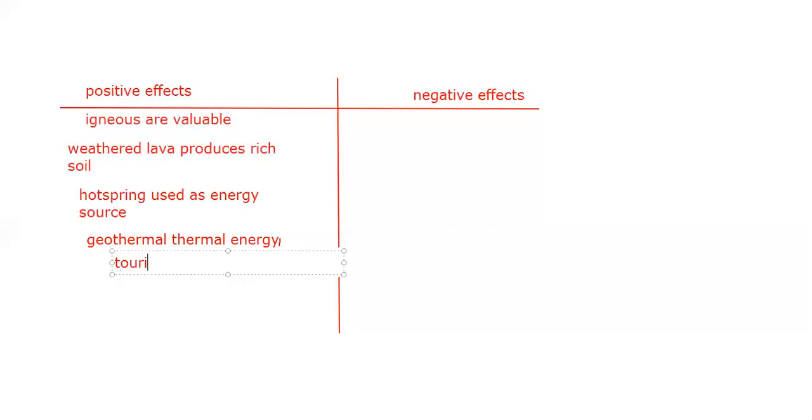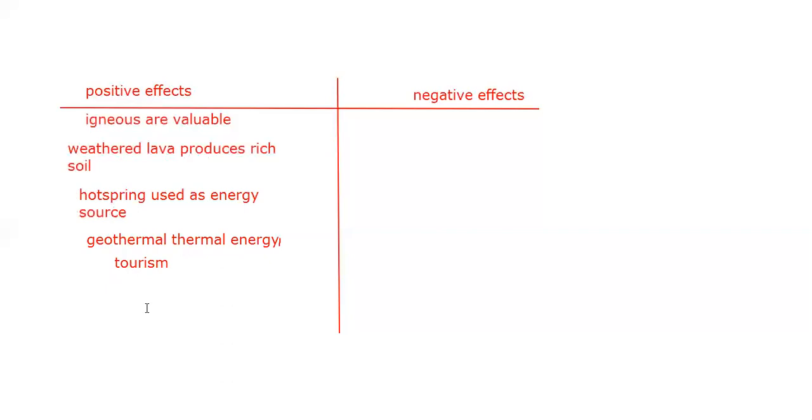Tourism, right? So that's one positive effect. Volcanic features are normally famous tourist attractions. For example, when a dike or a sill or a batholith is exposed to the earth's surface, they normally use those as tourist attractions. Or sometimes hot springs are also tourist attractions, right?